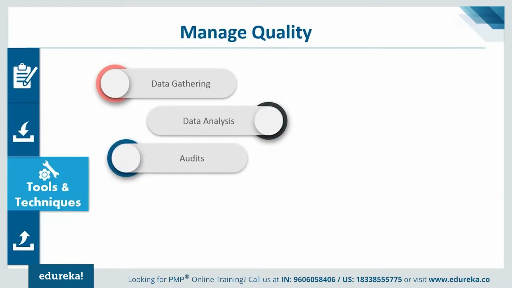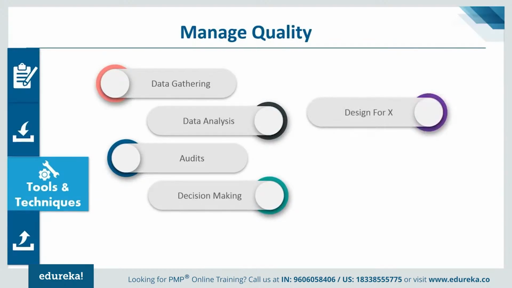Audits is another important thing that we always do as a part of manage quality. I hope audits are pretty straightforward. It could be internal audits, it could be external audits, depending on the kind of audits that are conducted in your organization. Decision making is something, again, pretty straightforward. We make decisions based on the kind of data that we've gathered, and the design for X.